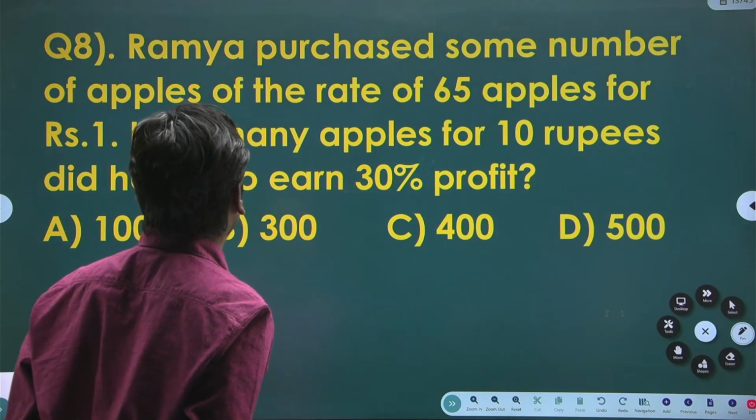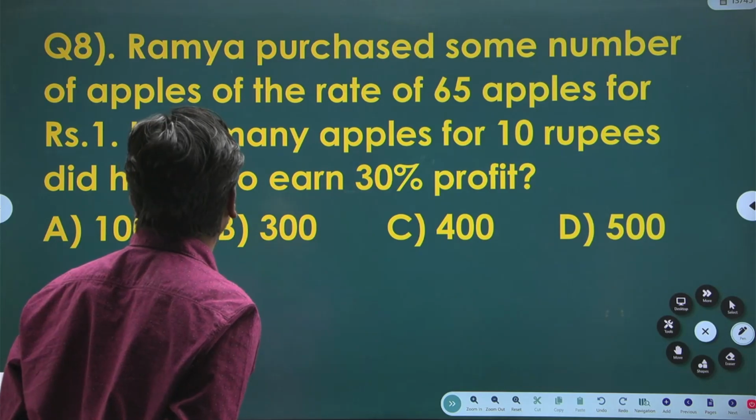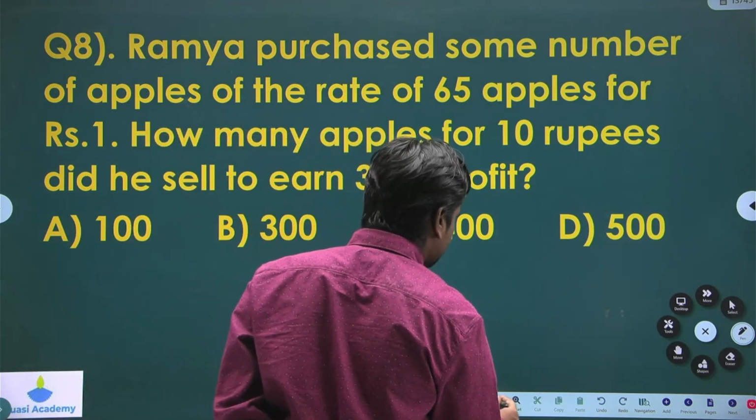Ramya purchased some number of apples at the rate of 65 apples for 1 rupee. How many apples for 10 rupees did he sell to earn 30% profit?